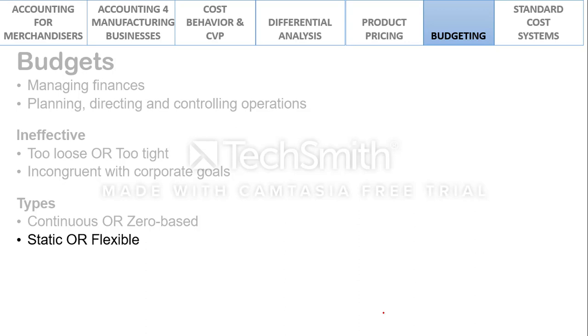A static budget is one in which there's one activity level that's presumed. A flexible budget can accommodate more than one activity. So let me explain that. A static budget, here's an example.